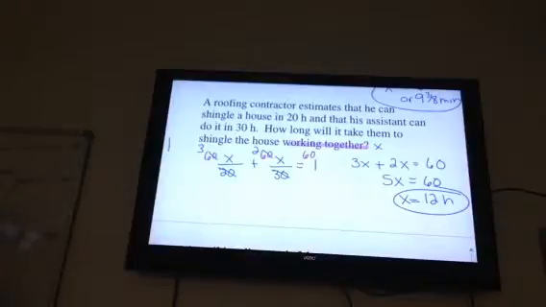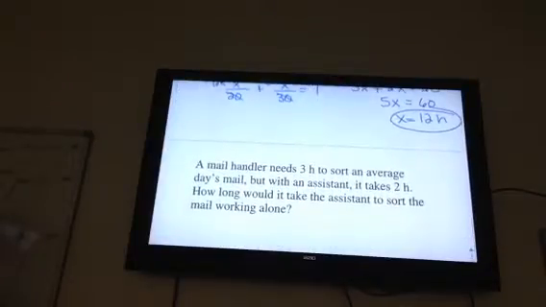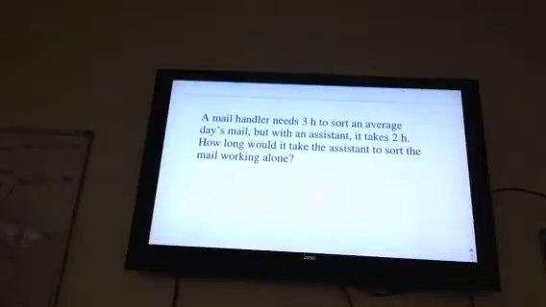My last one's a little bit different, because I'm going to look for the time alone of somebody. A mail handler needs 3 hours to sort an average day's mail, but with an assistant, it takes 2 hours. So that means together, it's going to take 2 hours. So how long will it take the assistant to sort the mail working alone? So the assistant alone this time is my X. That's my X. So this 2 hours, that's my time together.